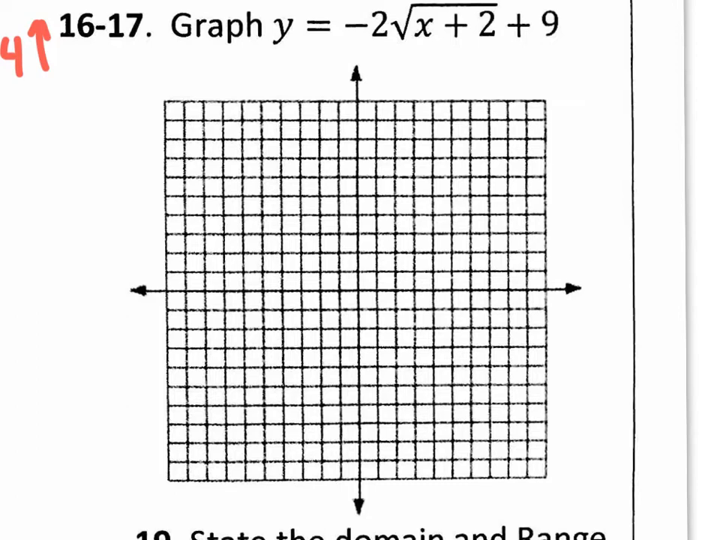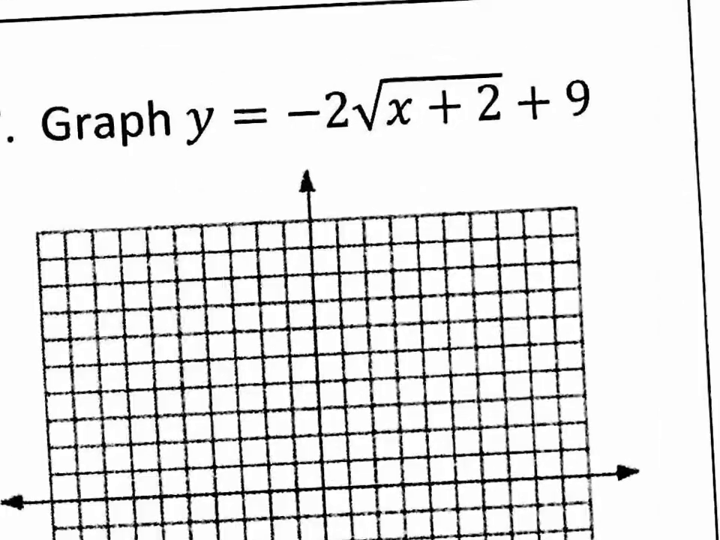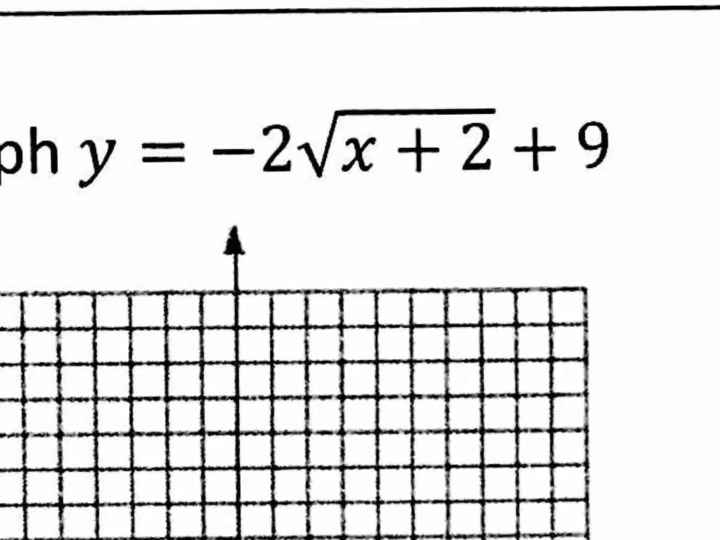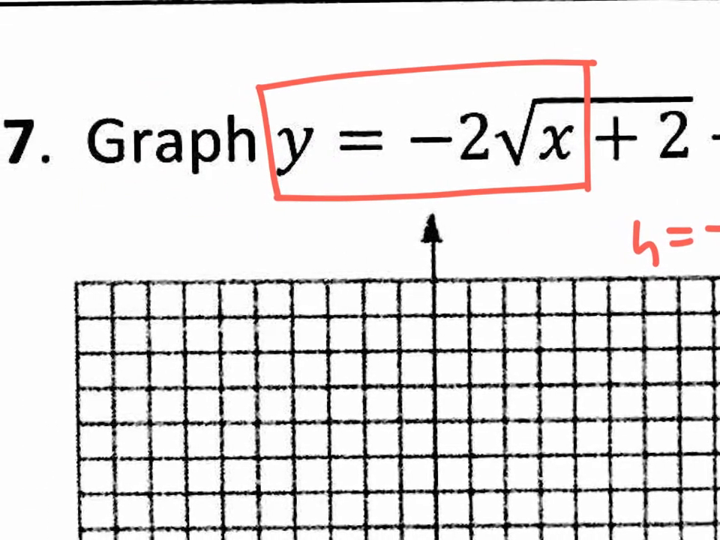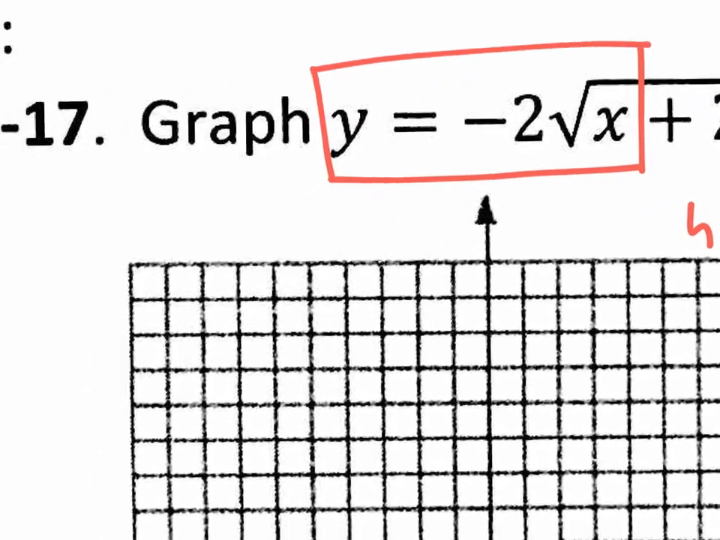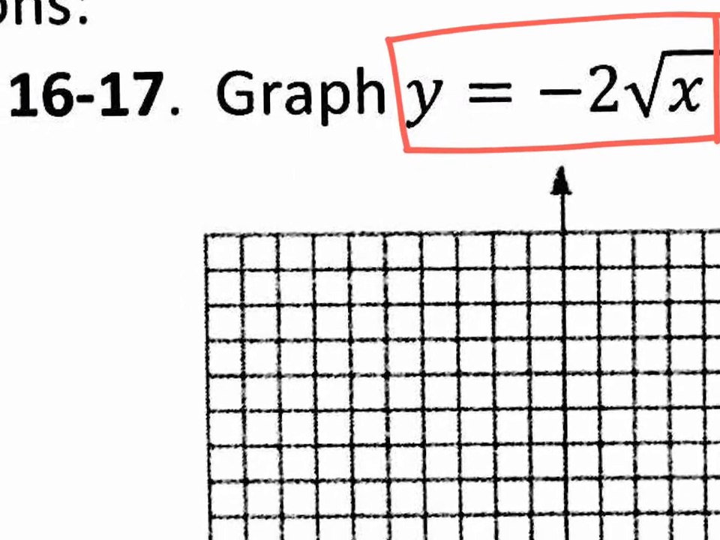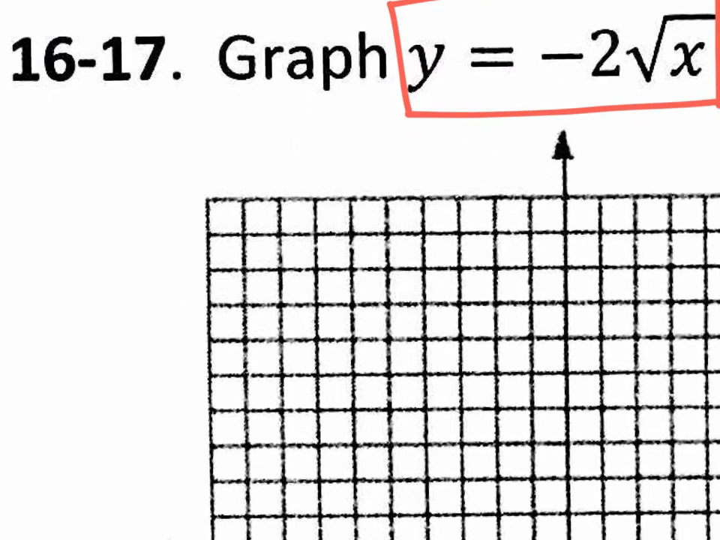Let's jump right into it by identifying h and k. So what's h and what's k? What? 9, okay. And once you identify h and k, ignore h and k. Notice I'm boxing in everything except the h and the k. So you ignore h and k, and you make an xy table ignoring h and k.